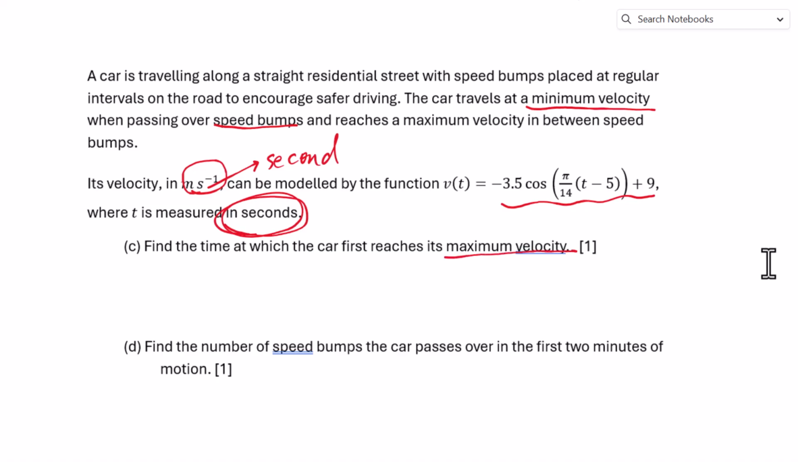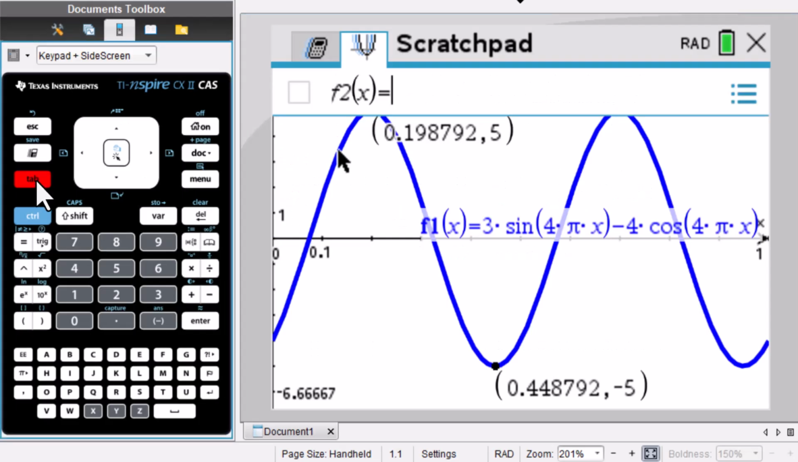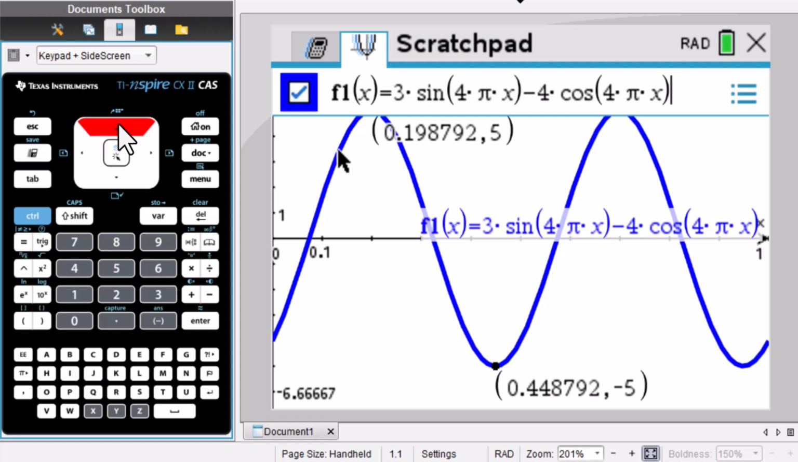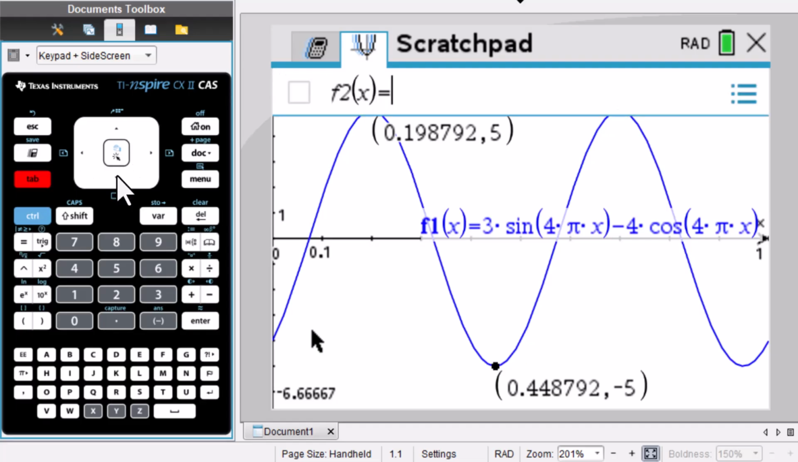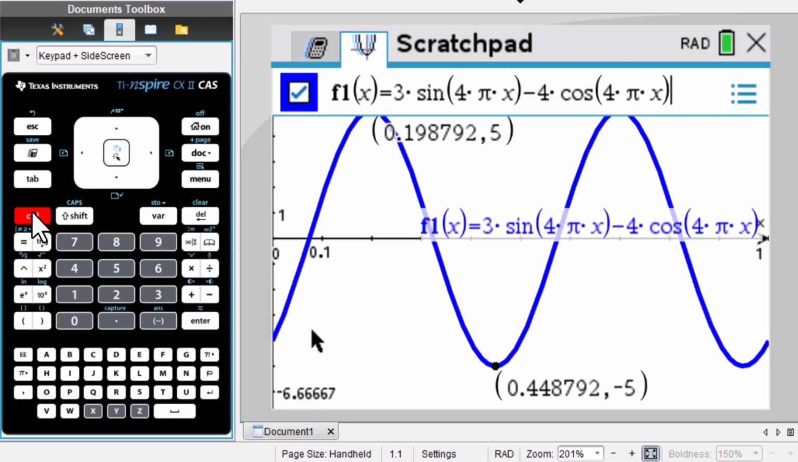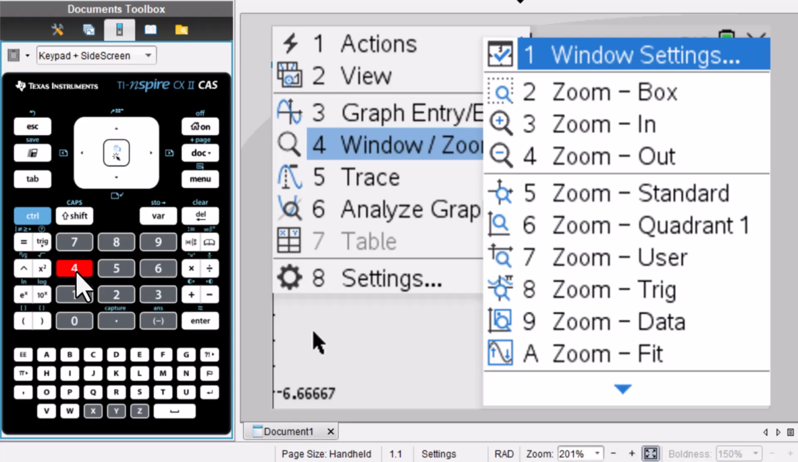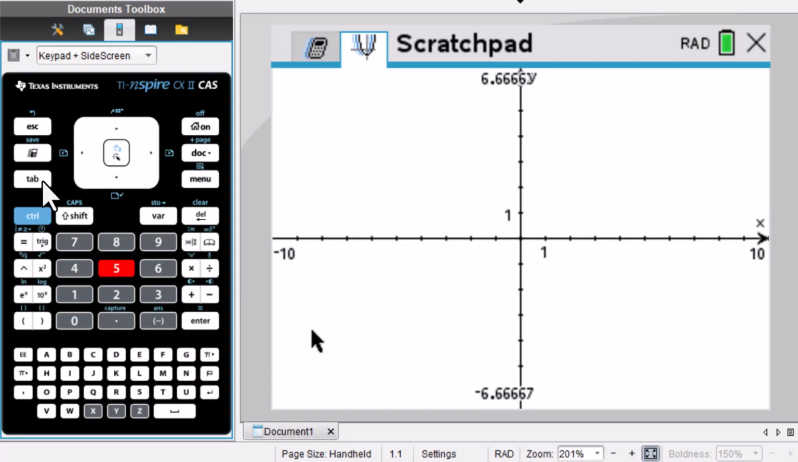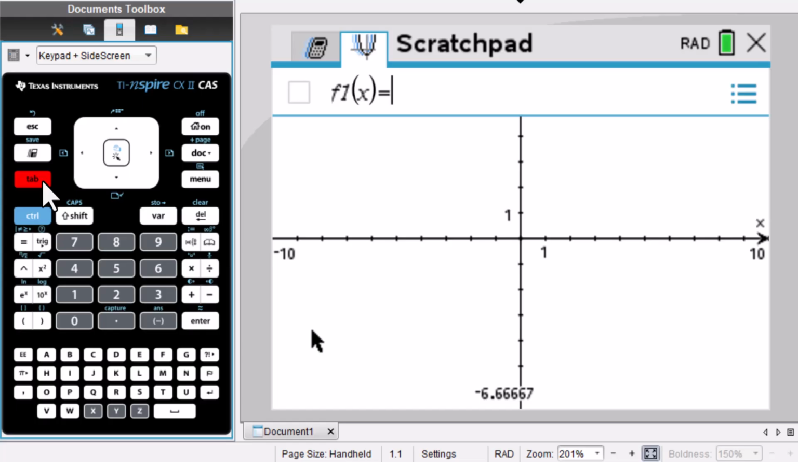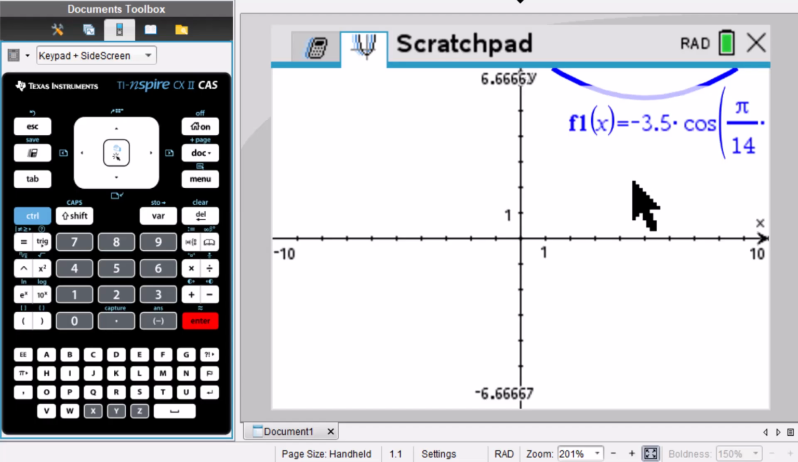Let's graph this function on the graphing calculator. Go to Tab and go up to get f1 of x. Click Tab, then upper arrow. Clear the function, then enter. Go to Menu, change the window. We will use a standard window. Then click this tab again. You can put in your function now. When you put your function into the graphing calculator, make sure you change all the variables into x. x minus 5 instead of t minus 5, then plus 9. Enter. We got this graph.